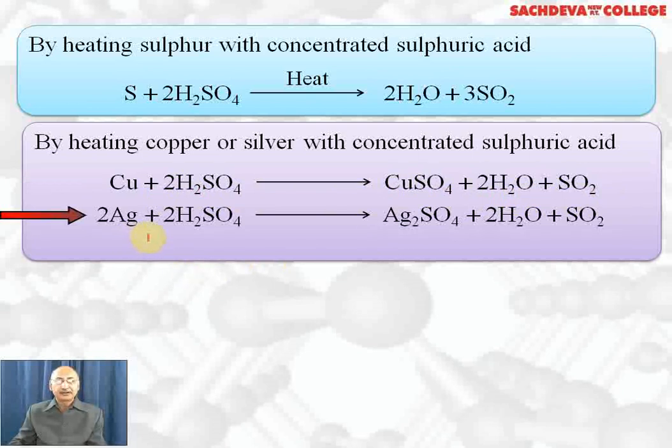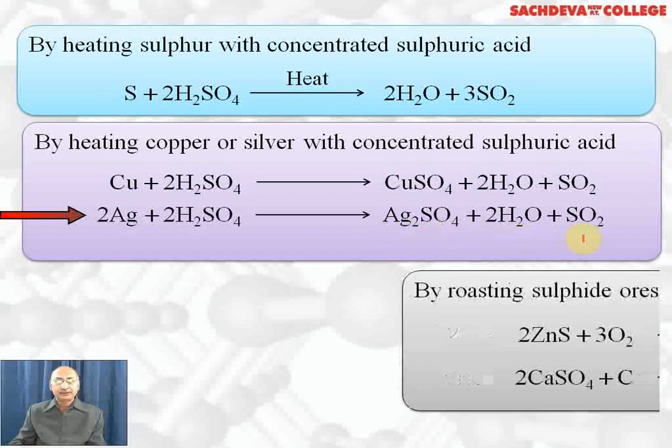Similarly, silver does not react with dilute sulfuric acid because it is less reactive than hydrogen. But silver reacts with concentrated sulfuric acid and undergoes oxidation to form silver oxide, which reacts with sulfuric acid to form silver sulfate plus 2 water plus SO2.